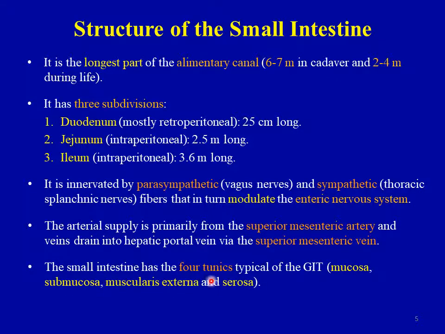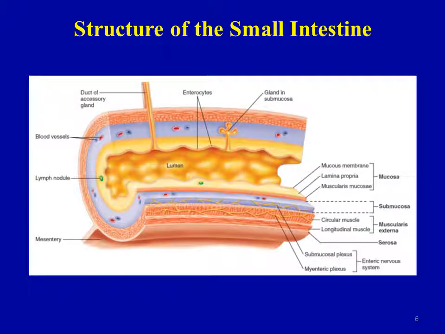The small intestine has 4 layers or 4 tunics as the other parts of the alimentary canal, and these are the mucosa, submucosa, muscularis externa, and serosa. As you can see here in this illustration, these are the 4 basic layers of the small intestine, similar to the other parts of the alimentary canal. The mucosa is composed of epithelium or mucous membrane, the lamina propria and the muscularis mucosae that separates the mucosa from the submucosa. The submucosa contains the submucosal plexus plus blood vessels.